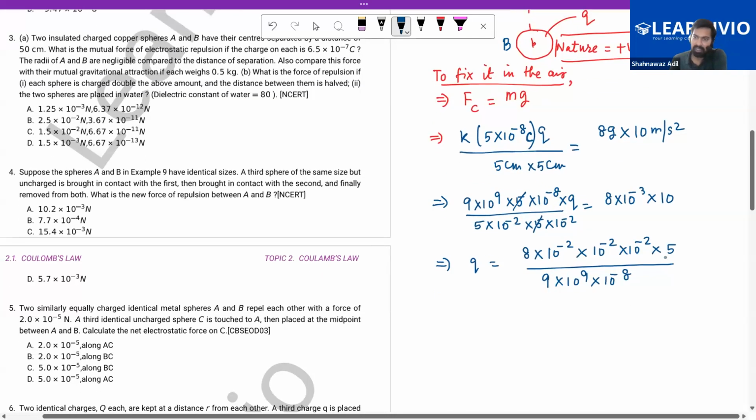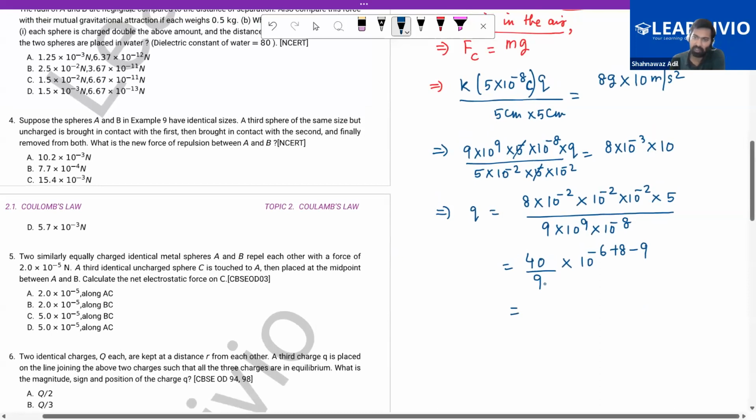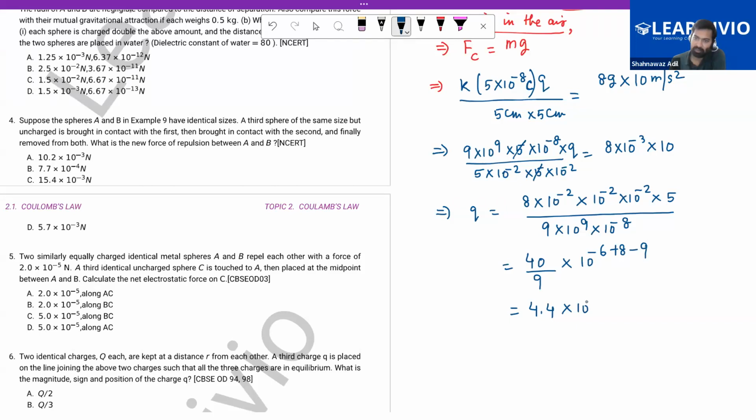So 8 fives are 40 divided by 9. Let's write it 9, and then let's write the multiples of this thing. So 10 to the power minus 6 and plus 8 minus 9. So all of the powers we have considered. So how much is this thing? This is 9 fours are 36, and then again 4.4 into 10 to the power, how much is this thing? So 8 minus 9 is minus 1, and then minus 7.